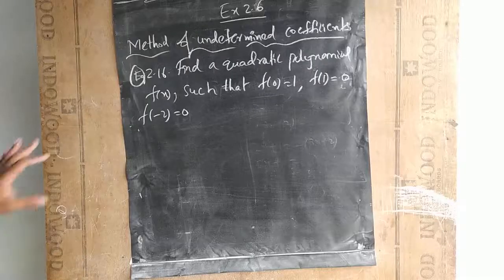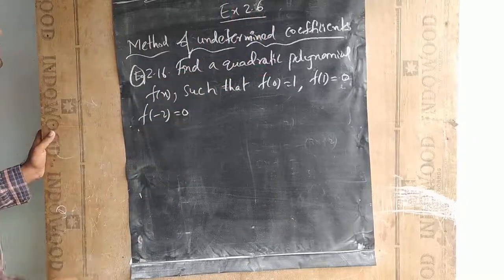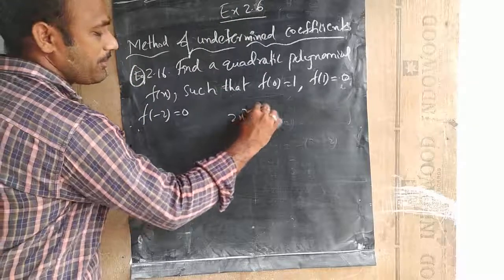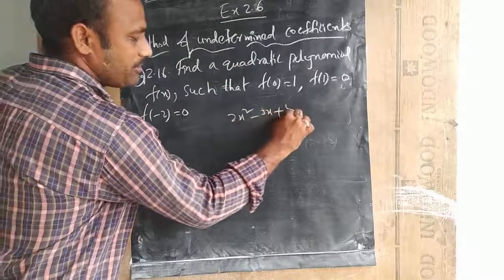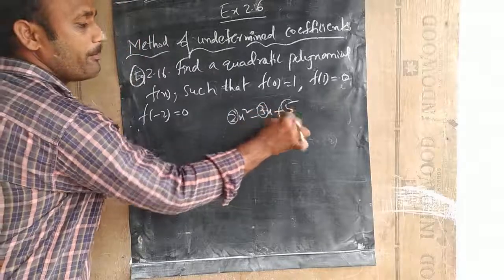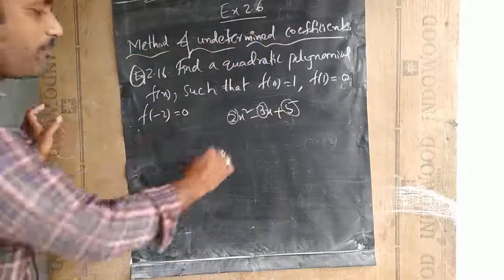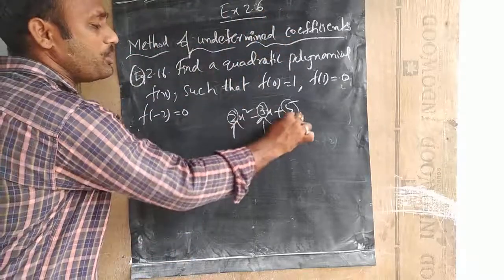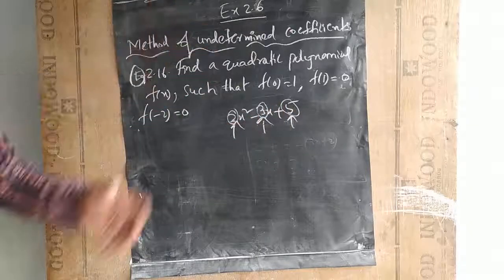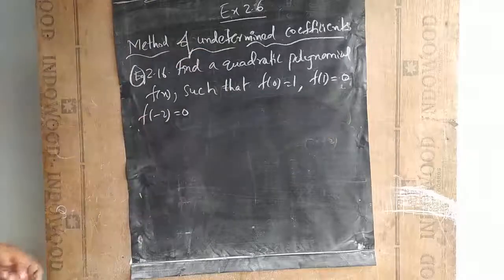Let us see this method of undetermined coefficients. So far in the polynomial questions, we have had known coefficients, for example 2x square minus 3x plus 5. This is a polynomial in which the coefficients are known. But now we will be solving by the method of undetermined coefficients, which means we will be finding how to get the a value, b value and c value. That is called the method of undetermined coefficients. So how to get these values here?